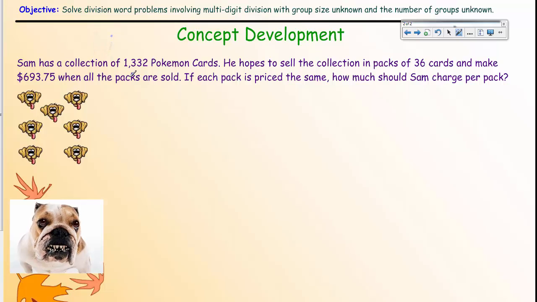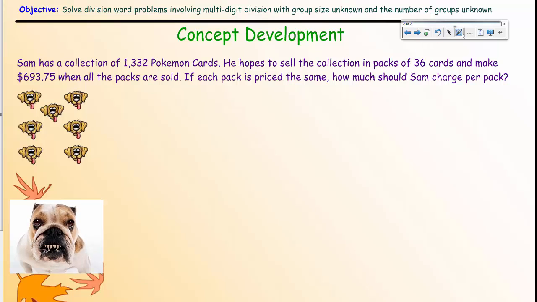Okay, and so it says he's going to sell them in packs of 36. Again, just kind of repeating the problem. Okay, so maybe what we need to do here first is figure out how many packs, right? Because if he has this collection of that many cards and he wants to put them in collection packs of 36, and he wants to make that amount of money when the packs are sold. Well, we're saying if all the packs are priced the same, how much does Sam charge per pack? So basically what we need to know is how many packs he has first.